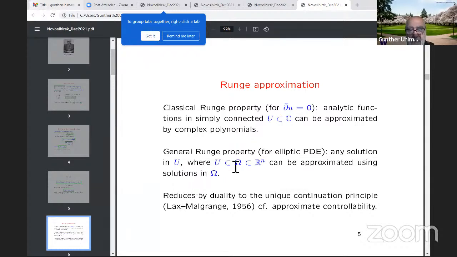to a very general property for many elliptic PDEs. Any solution in an open set containing some set omega can be approximated using solutions in the whole omega. It's essentially a unique continuation principle that was observed by Lax and Malgrange in 1956 independently. So you have what's called approximate controllability.